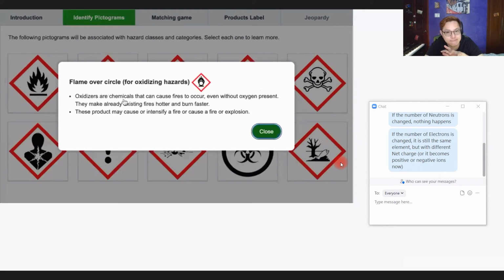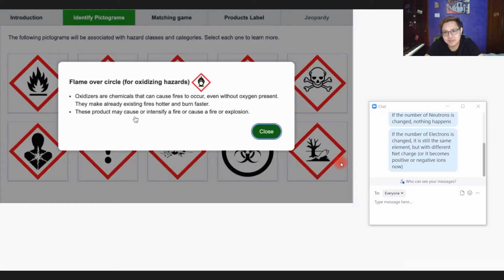Second one, flame over circle for oxidizing hazard. Oxidizers are chemicals that can cause fire to occur, even without oxygen present. They make already existing fires hotter and burn faster.